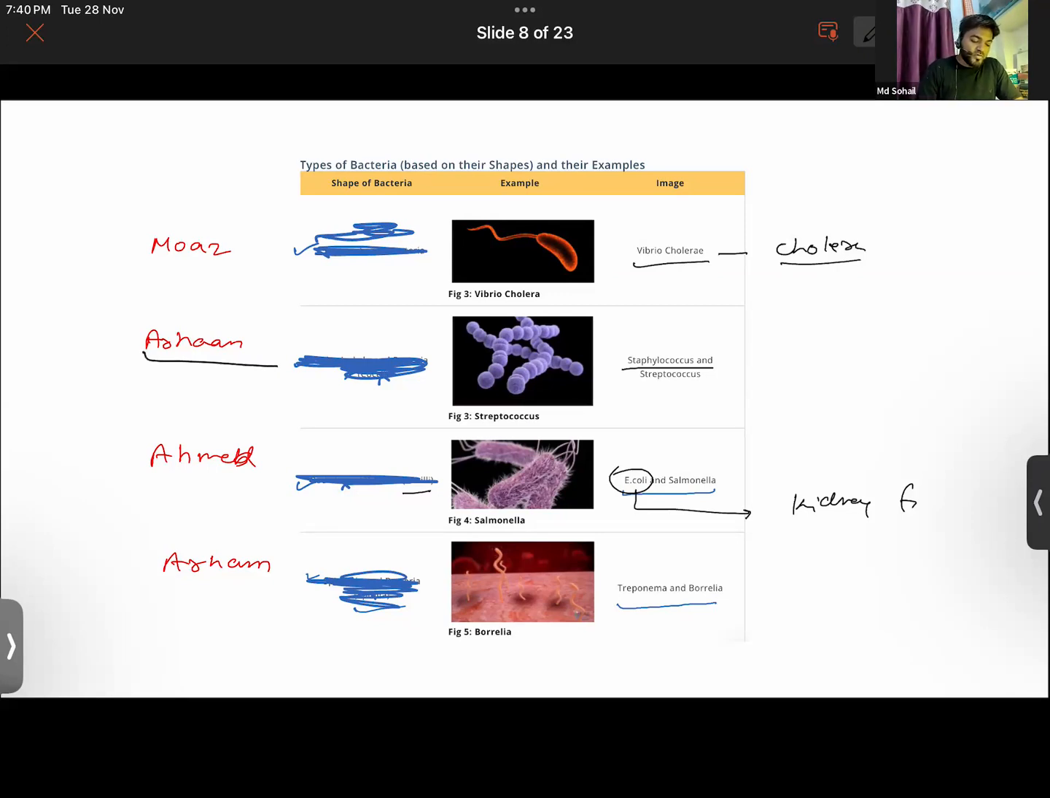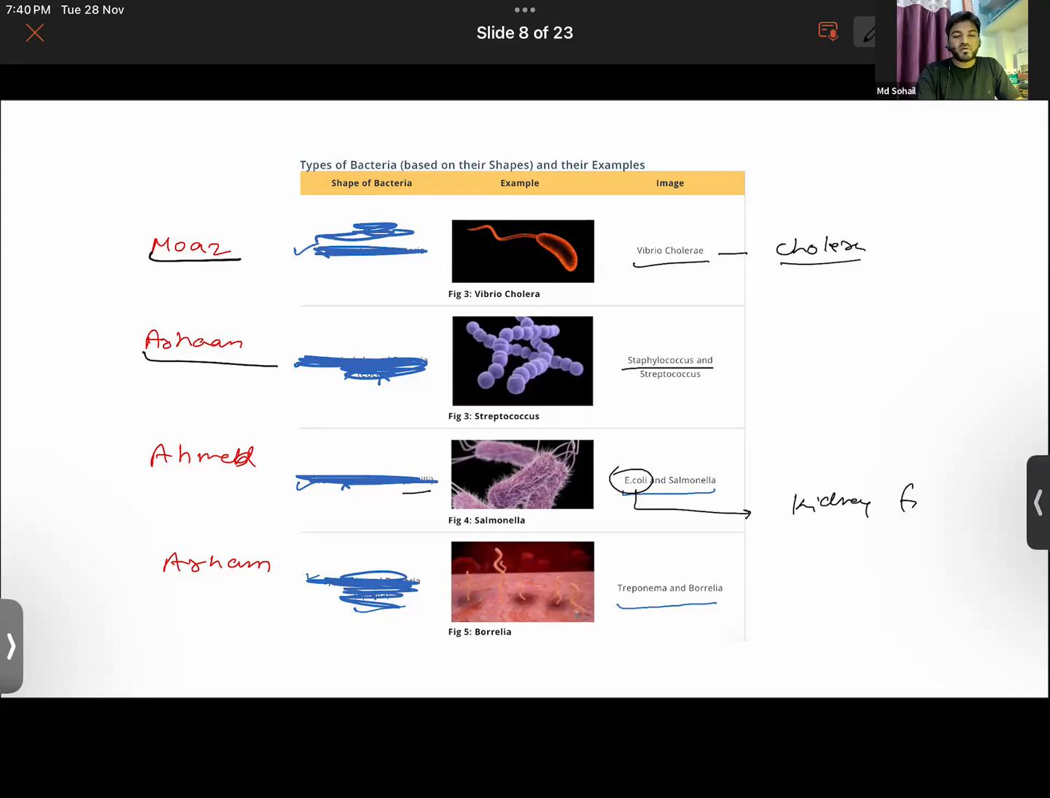What about you, Moaz? What is the shape of the first one? Look at the shape of the bacteria. I told you guys I will be asking about the different shapes of the bacteria. Arham, look at the shape of the bacteria. Hello. Hope you guys are able to hear me properly.